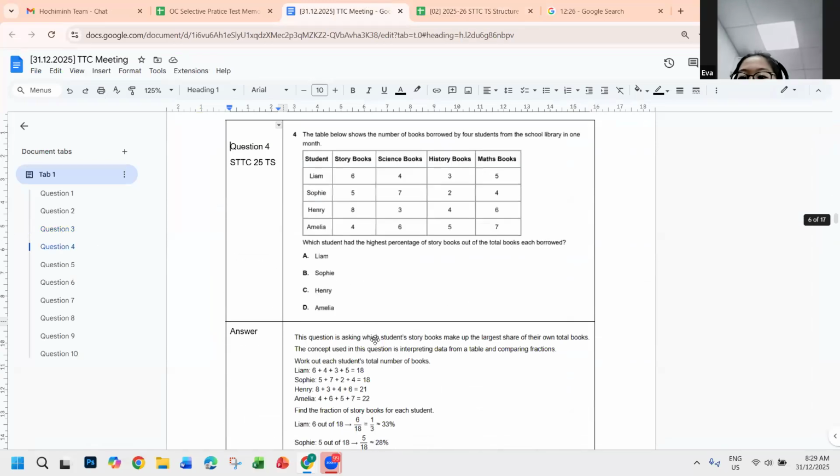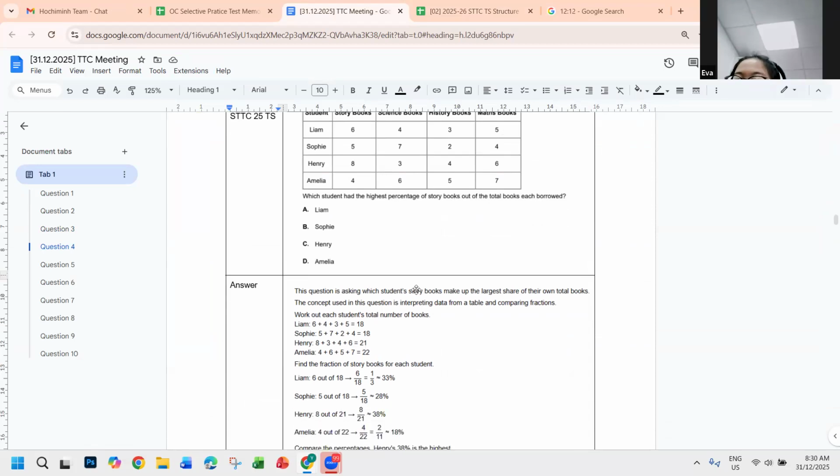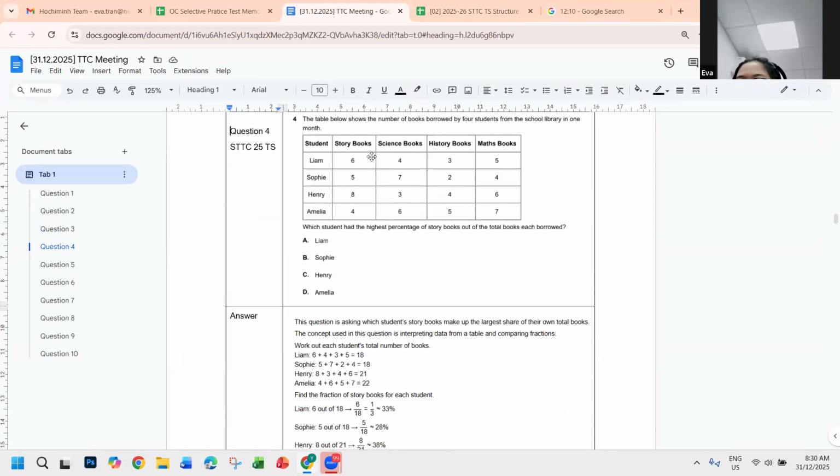Question number 4. The table shows the books borrowed by 4 students from a school library in 1 month. Which student had the highest percentage of storybooks out of the total books borrowed? From the table, we will find the total number of books each student borrowed.